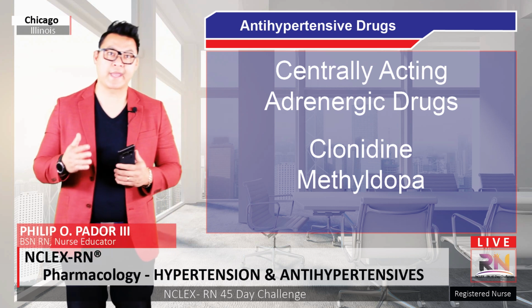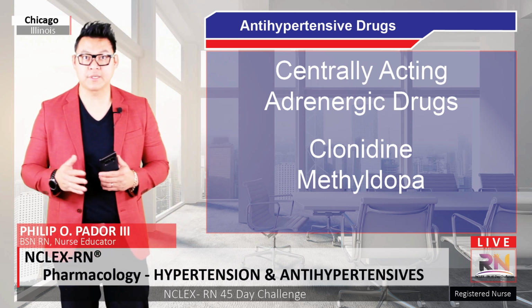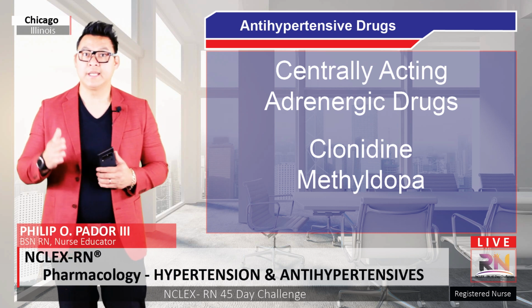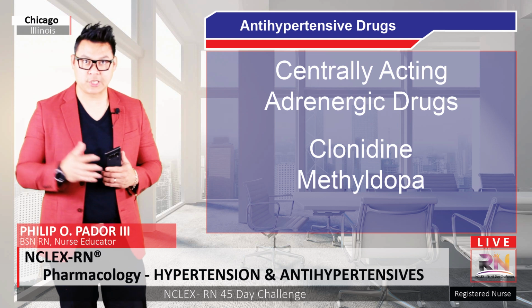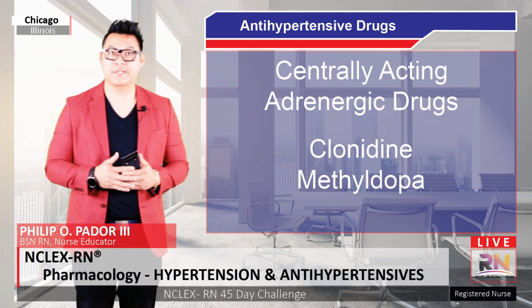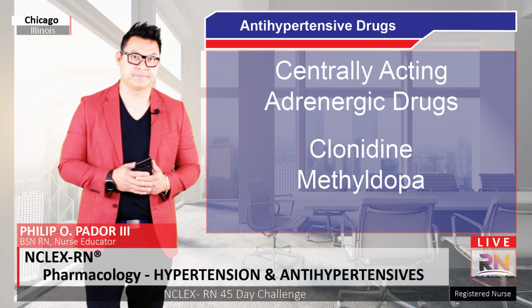Methyldopa, on the other hand, also lowers blood pressure through the same mechanisms. However, unlike clonidine, it is not an agonist itself. So first, it must be converted to its active metabolite called methylnorepinephrine.